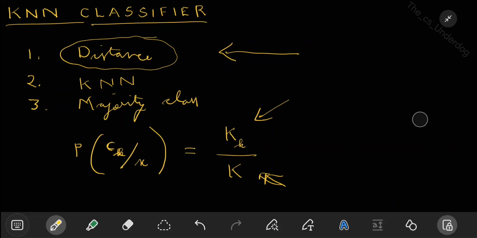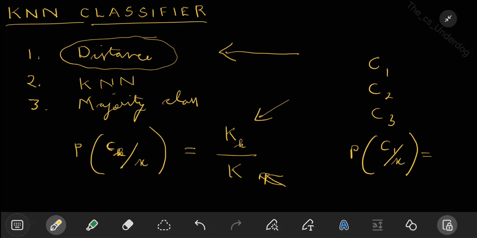Let's say I have C1, C2, C3 different classes. If I'm calculating P of C1 given X, then what will be the count? Let us say I'm using 7NN, a 7 nearest neighbors classifier. When I check for one particular point, let us say 2 points belong to C1, 4 points belong to C2 and 1 point belongs to C3. These are the 7 nearest neighbors of a new data point. Then my P of C1 given X would be kk by k. So that is k1 by k.